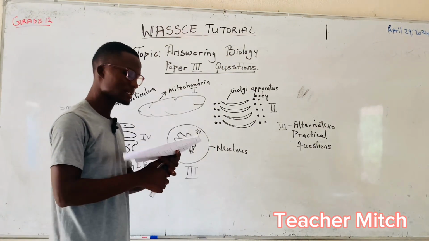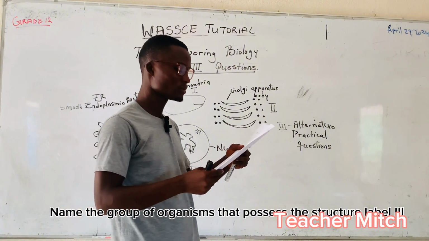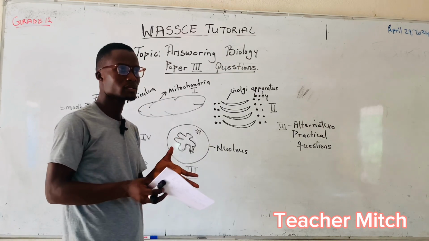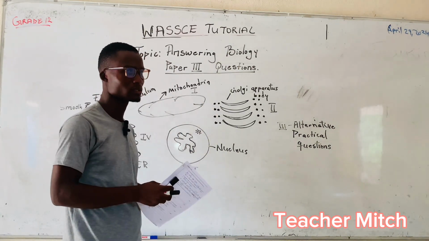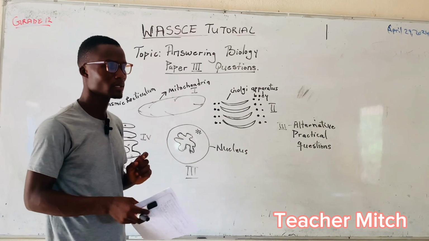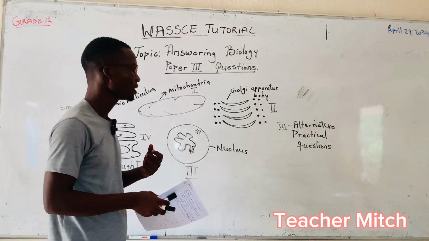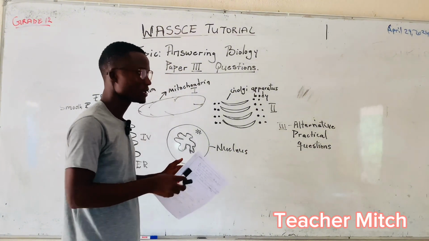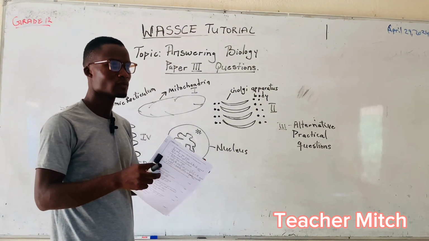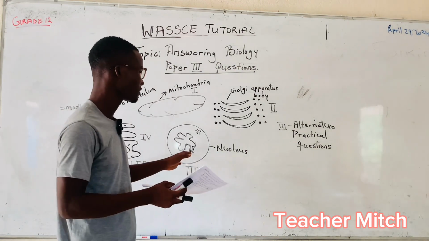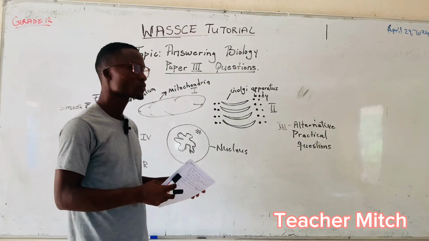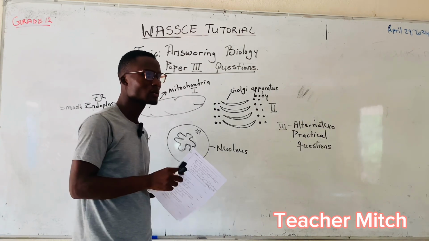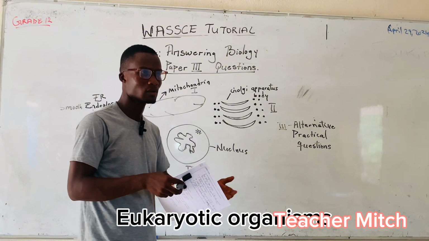So the first question on the test here is, name the group of organisms that possess the structure labeled 1. So now they want us to tell them which kind of organisms in the world possess a nucleus. We know that the nucleus is within a cell and it is one of the most important organelles within the cell that can be used to distinguish between different types of organisms. Basically, there are two types of organisms based on the presence of a nucleus within the cell. So all of the living things on earth that contain a nucleus within the cell are called eukaryotic organisms.